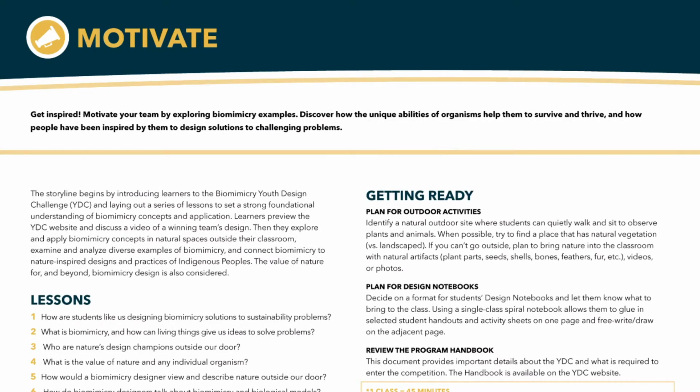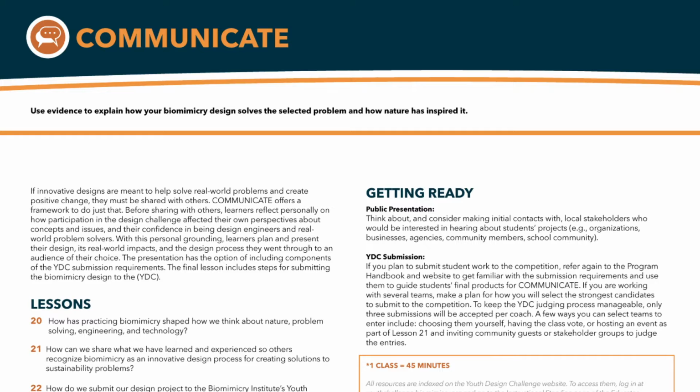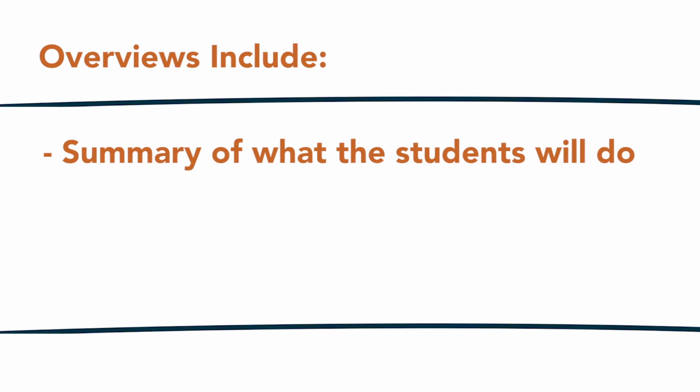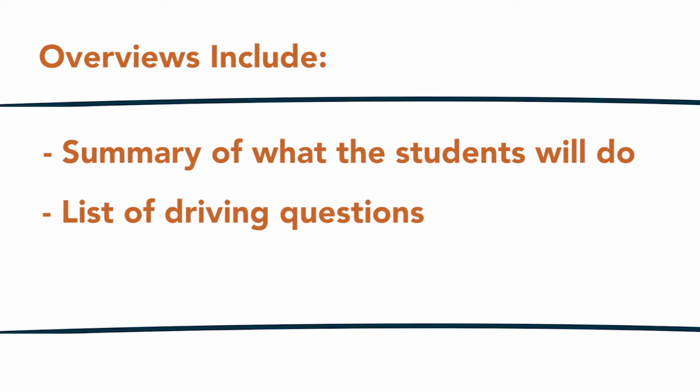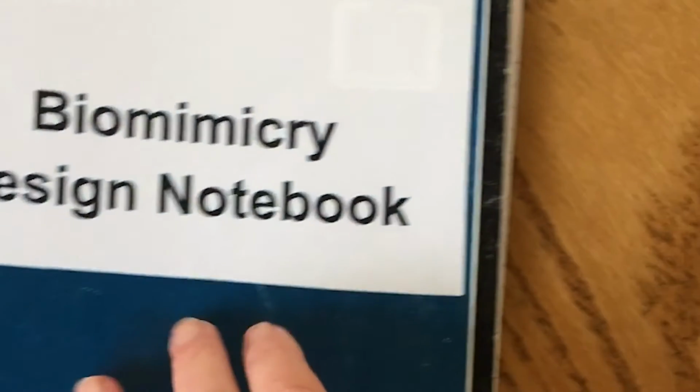Each section of the storyline starts with an overview page to help you prepare for the next series of lessons. Each overview summarizes what the students will do, gives a list of the driving questions so that you can visualize the flow of thinking, and offers suggestions for what to do to get ready for the lessons. One suggestion that's repeated throughout the storyline is to have students set up a design notebook to keep all their work together and organized. This will be very helpful for you too.